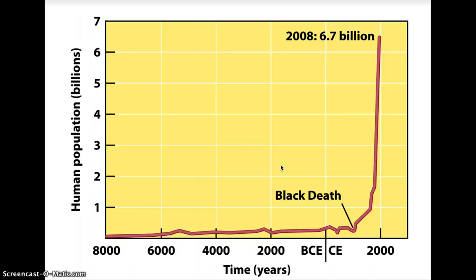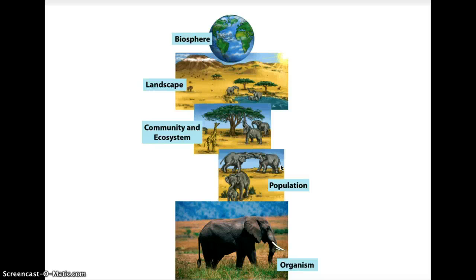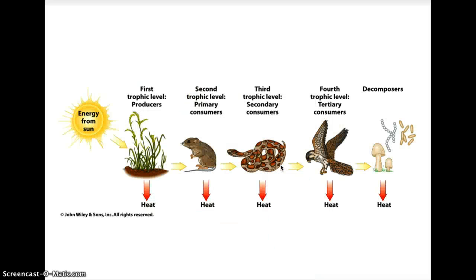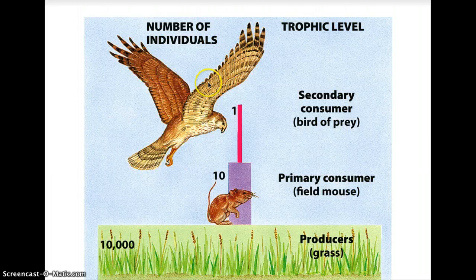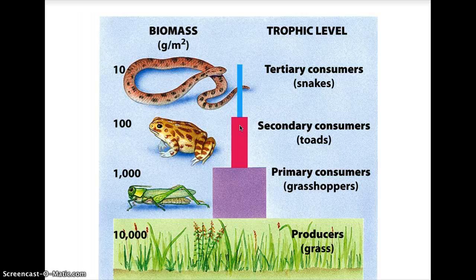This is obviously a graph of human population. You should be familiar with this visually for the AP exam. Here's showing the organization of life on Earth. This is showing the loss of energy at each trophic level. Do you know how much energy is lost at each trophic level? You should. This is showing how many individuals exist at each trophic level in an energy pyramid. The most producers are needed to support primary consumers, to support even fewer secondary consumers. You can think of energy loss as about 10% at each level.